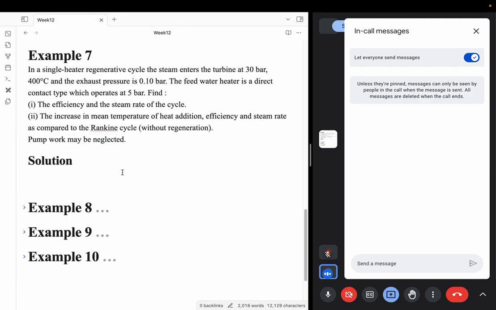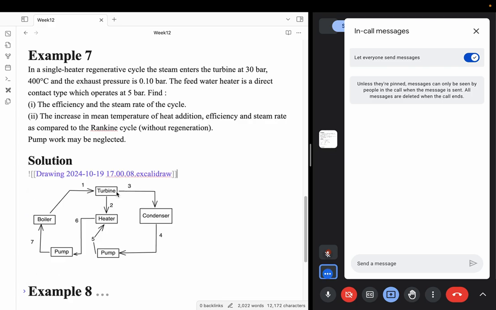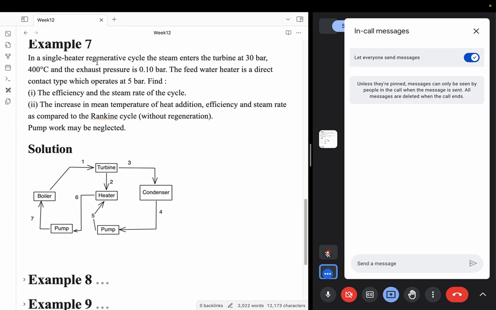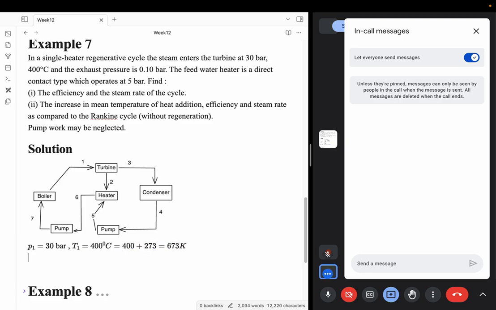Now let's write down the properties that are given to us. So what is given to us? It says that the steam enters a turbine at 30 bar and 400 degrees Celsius. So which means P1 is 30 bar and T1 is 400 Celsius. Or if you would like, you can convert it to Kelvin.